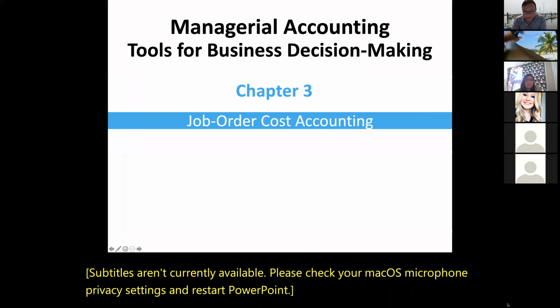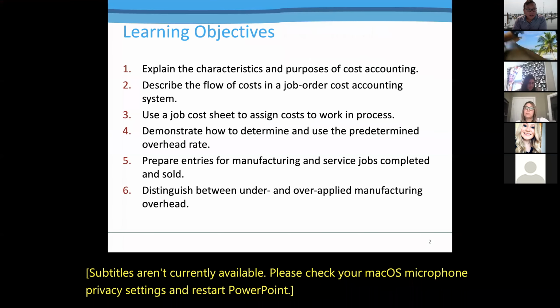Okay, so we finished chapter 2. So now we are starting chapter 3. Chapter 3 is about job order cost accounting. So here are the learning objectives.